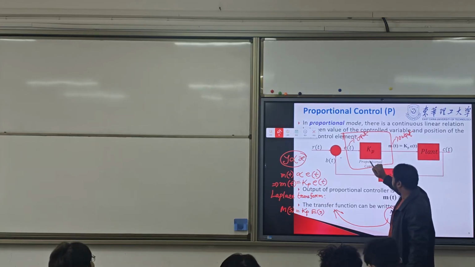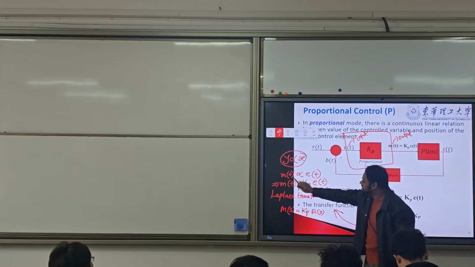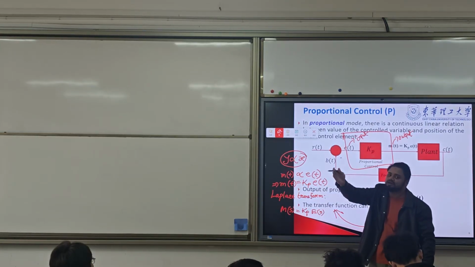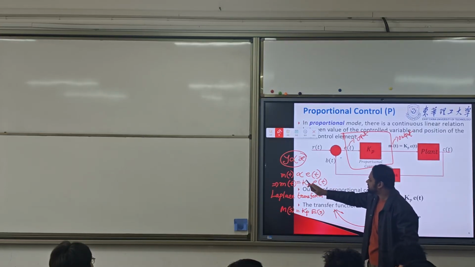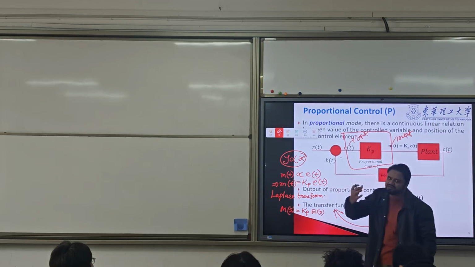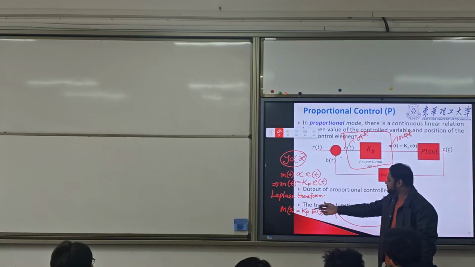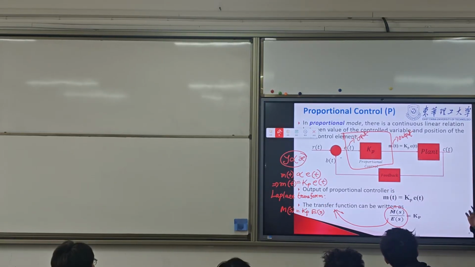For the proportional control, it is having a linear relation. It is proportional. Input and output are proportional. That means M(t) is proportional to E(t), where we can write M(t) equal to Kp into E(t). Kp, what is that? It is a proportional constant. So we can apply the Laplace transform and we get M(s) by E(s) equal to Kp. Very simple.